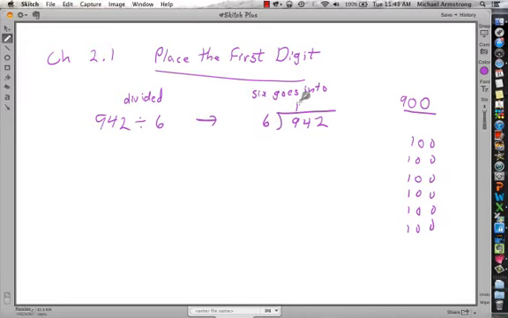1 times 6, 100 times 6 is 600. So we're just putting a 6 here, but it's really 600. 1 times 6 is 6, but it's in the hundreds place. 9 take away 6 is 3. So it's really, there's 300 left over. I gave out 600s, and I have 300 left. I also have 42 left because it was 942, not just 900. But all we're worried about is this hundreds column. We have 300 left over, and I'm going to come down with my 4.